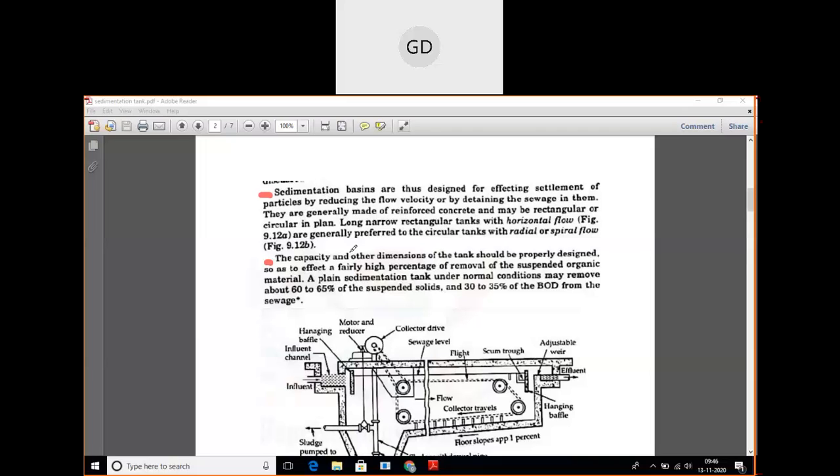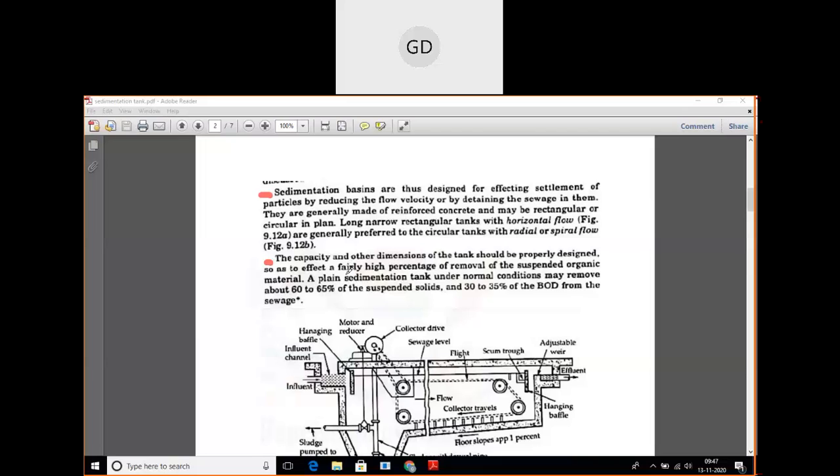Sedimentation basins are made up of reinforced concrete, and they can be rectangular or circular in shape. Long narrow rectangular tanks with horizontal flow are generally preferred. So there are two, one rectangular and the other circular, but the rectangular tanks with horizontal flow are generally more preferred than the circular tanks.